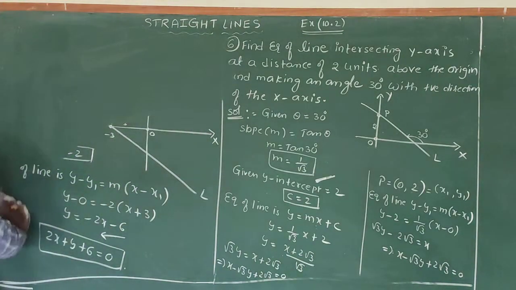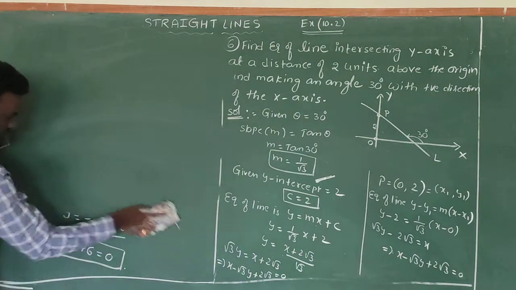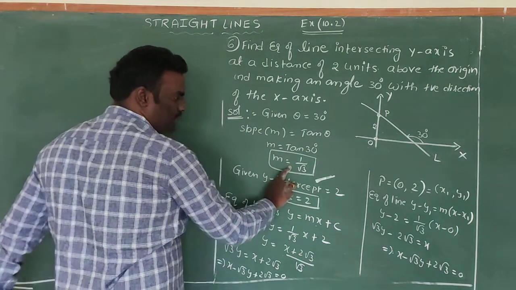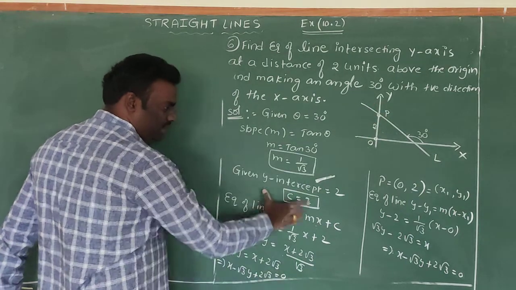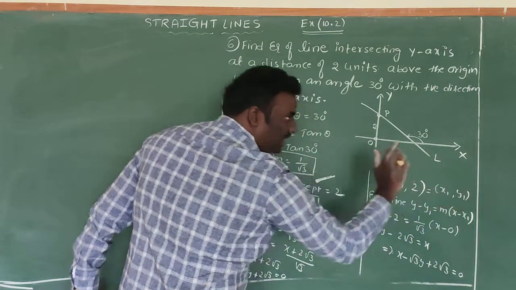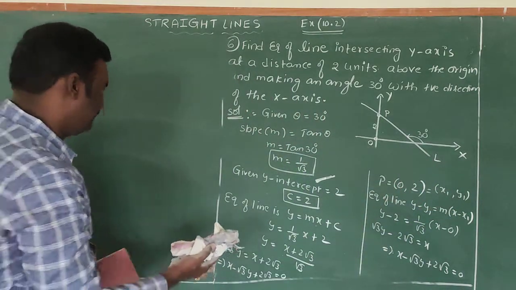Next. But you write only one method. Up to here is compulsory: you draw the diagram. If you felt this is easy, you write this. If you felt this is easy, you can write this. Okay.